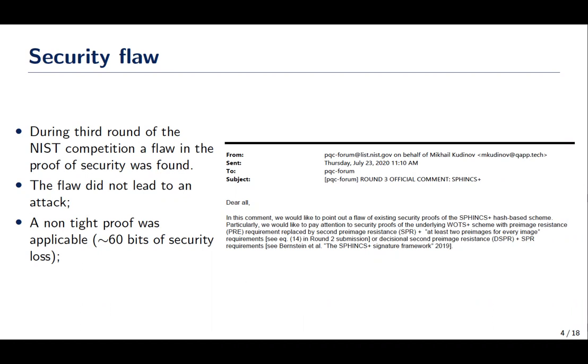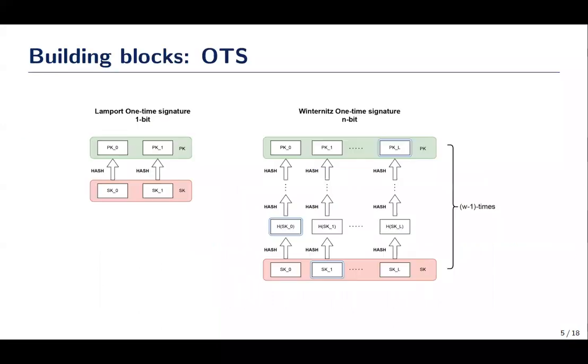And now we will discuss the SPHINCS+ construction, how different building blocks are combined to obtain a more effective scheme. And then we will come back to the security flaw and how we fixed it. So the first building block is a one-time signature scheme. Everything started with the Lamport scheme, which is a one-time signature scheme used to sign one bit of information.